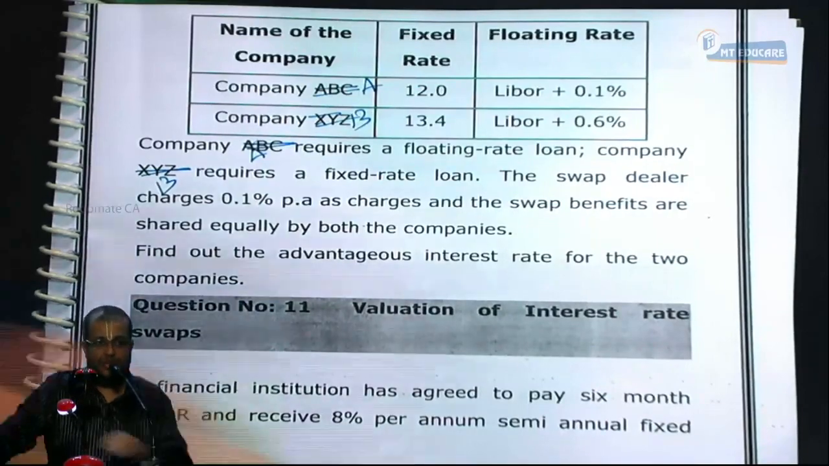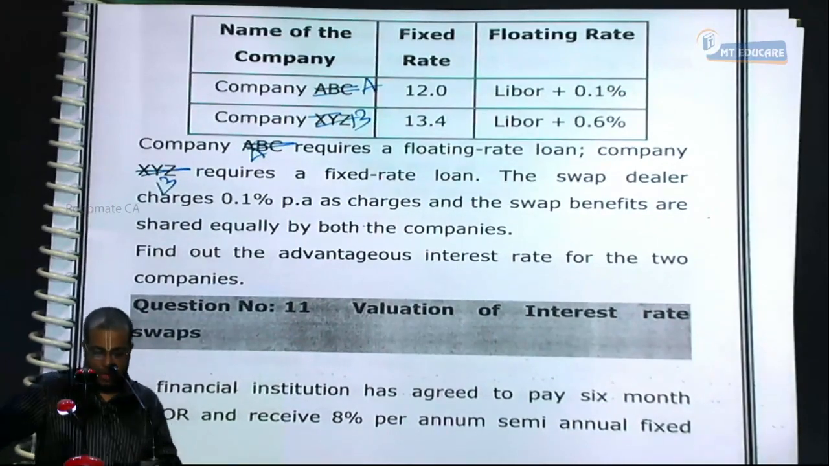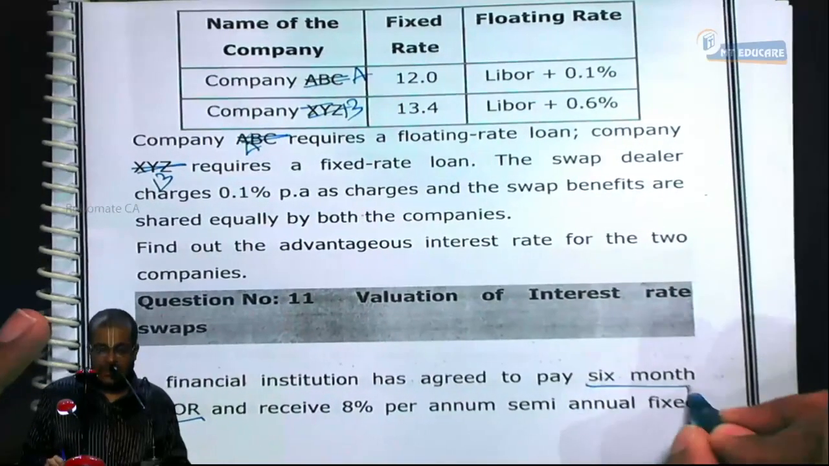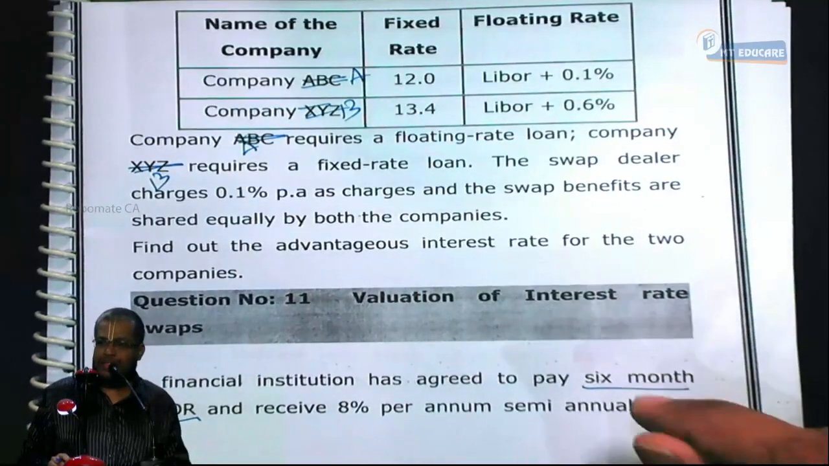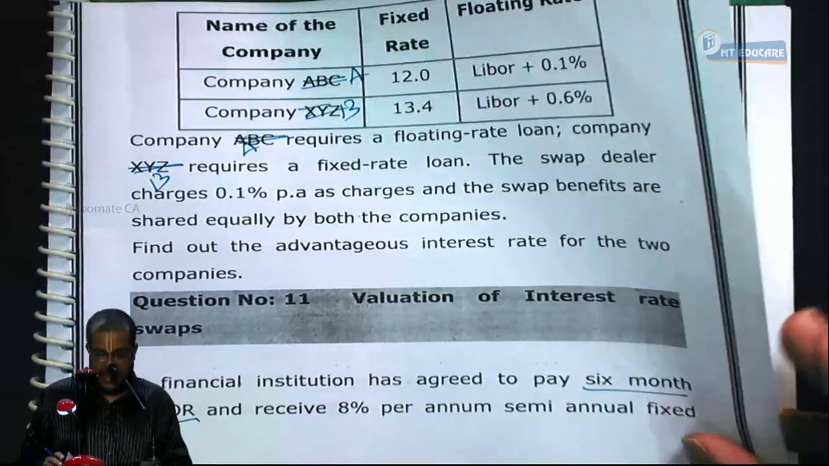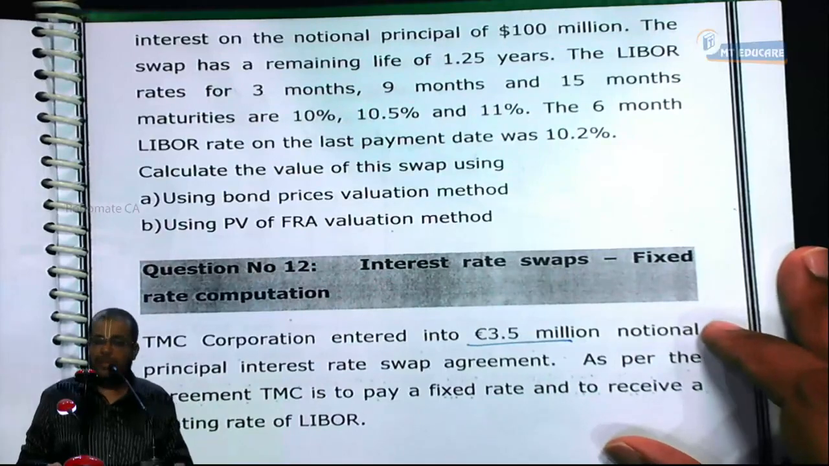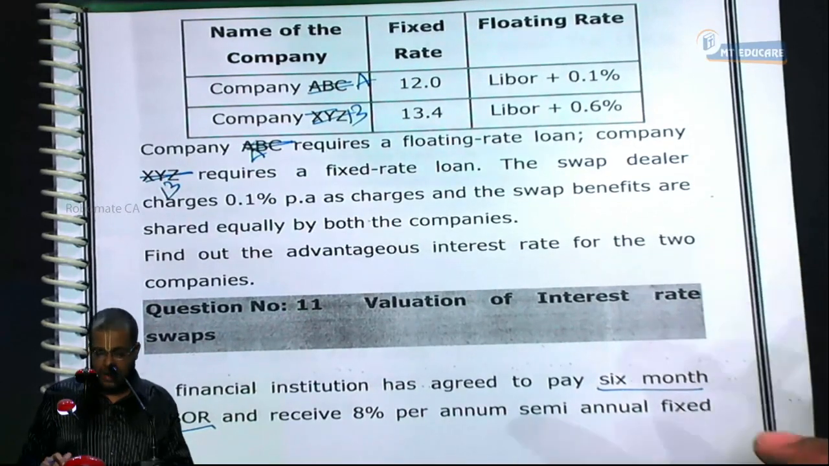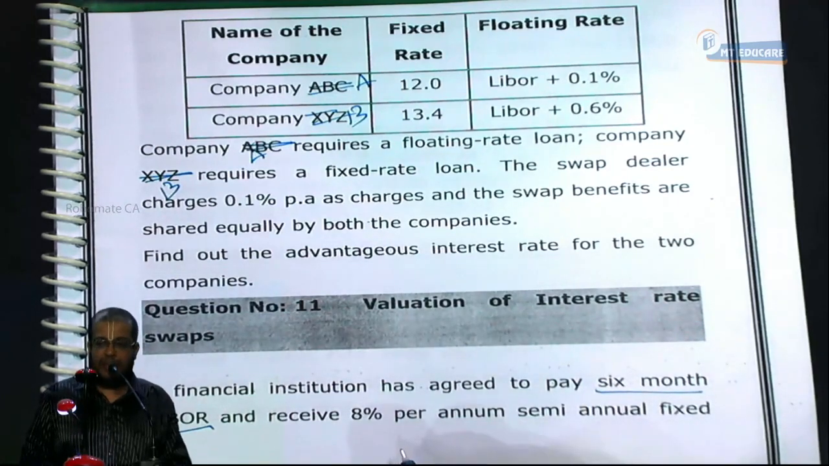A financial institution has agreed to pay 6 months LIBOR and receive 8% per annum semi-annual fixed interest rate on the notional principal of $100 million. What is the name of the LIBOR here? 6 months LIBOR, a LIBOR of a different maturity. The swap is to exchange between LIBOR and a fixed rate. At the time of swap signing, the fixed rate determined here is 8%. This would have been fixed using a par yield.